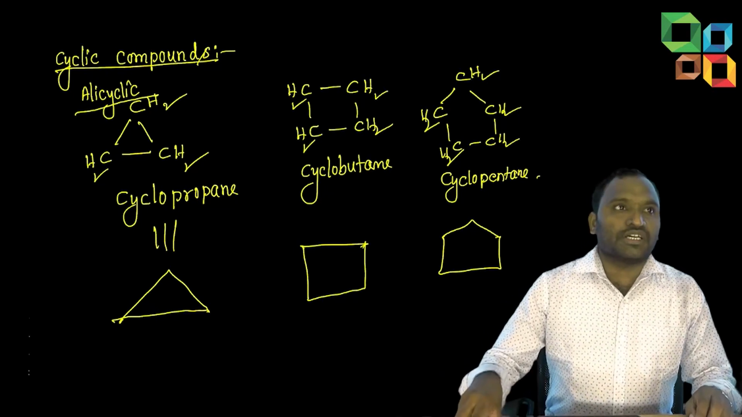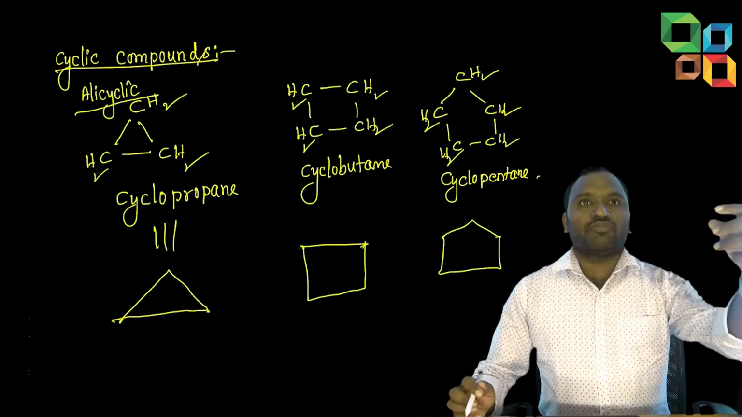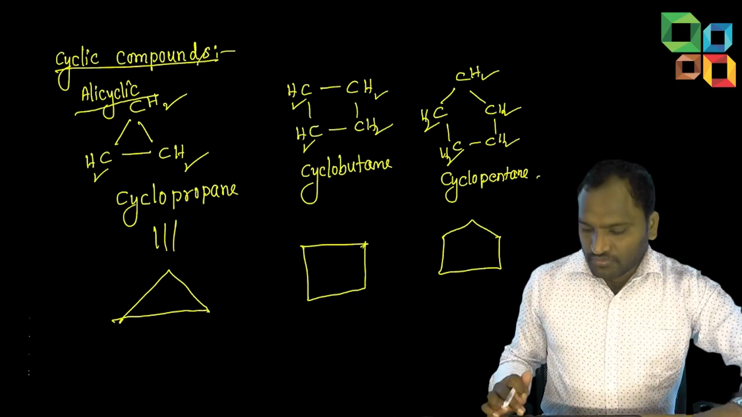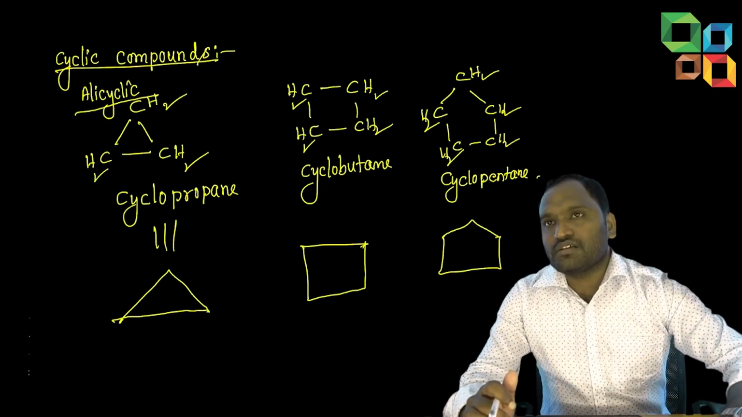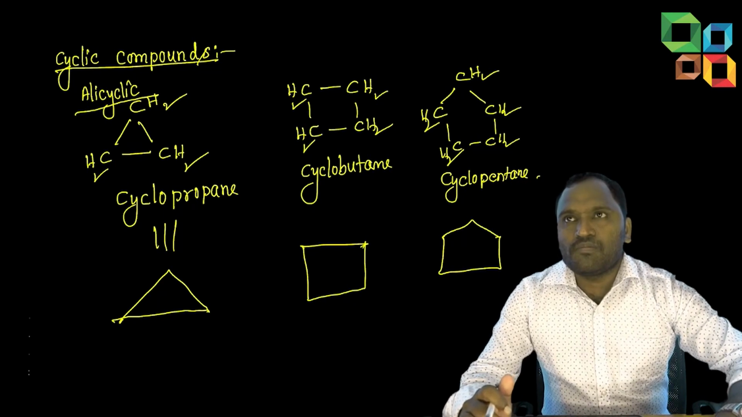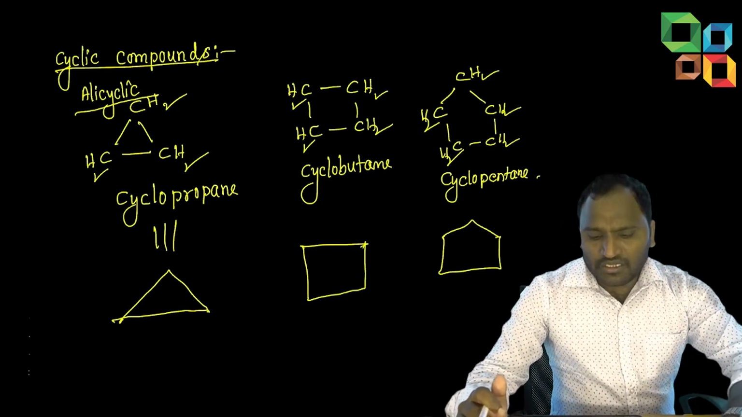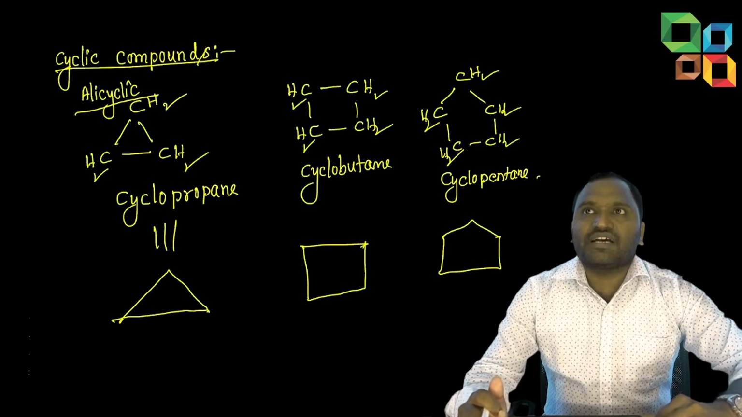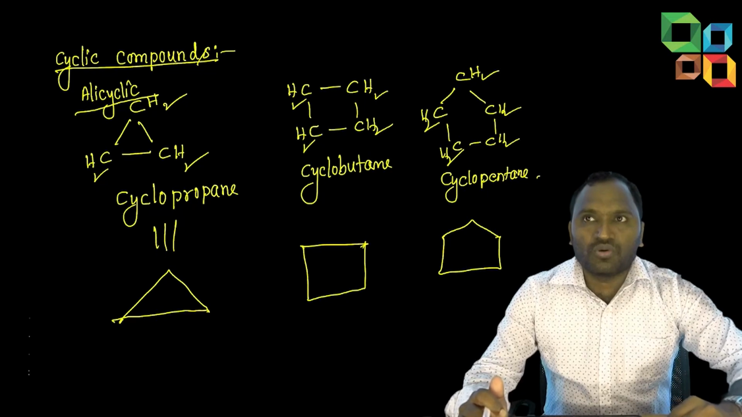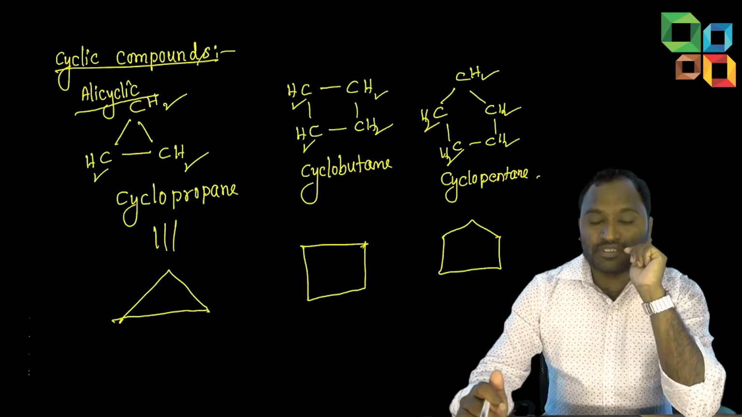Please, if you have doubts, ask me, students. Learn properly, otherwise in first year and second year you will find it difficult. Sir, what are its properties? Alicyclic compounds? Generally, cyclic structures are stable, but in this case they are not very stable. Only cyclohexane is stable; the rest are all less stable.